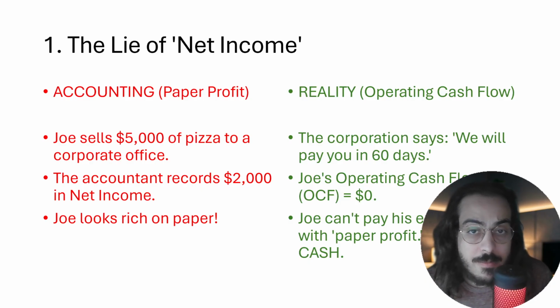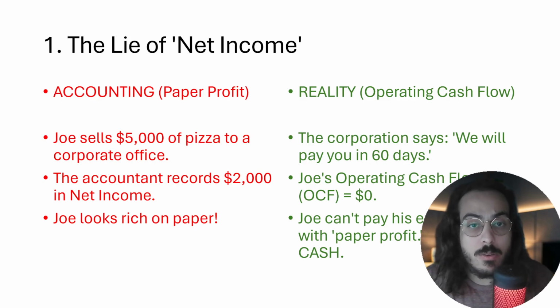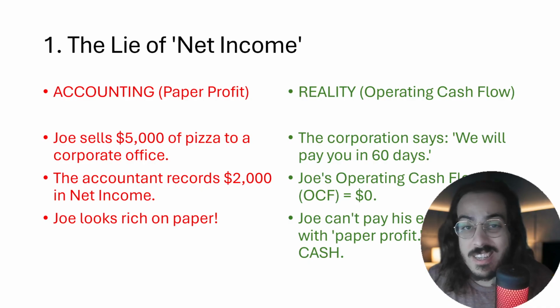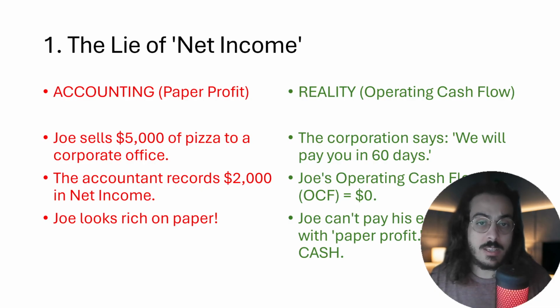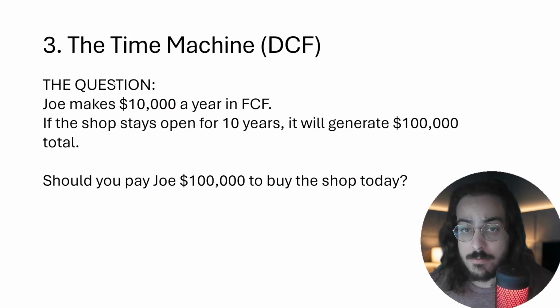But here's the catch. A lot of the time, just like now, the corporation bought the product on credit. They tell Joe, we will pay you in 60 days. So Joe has 2,000 in paper profit, but his operating cash flow is zero. When his delivery driver asks for his paycheck on Friday, Joe can't pay him. And if he runs out of actual cash, he goes bankrupt, no matter what the income statement says.